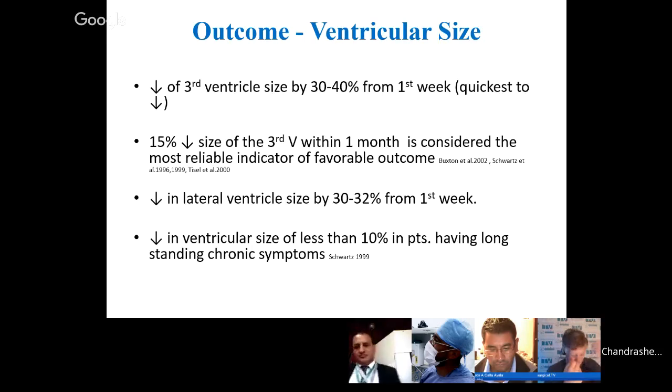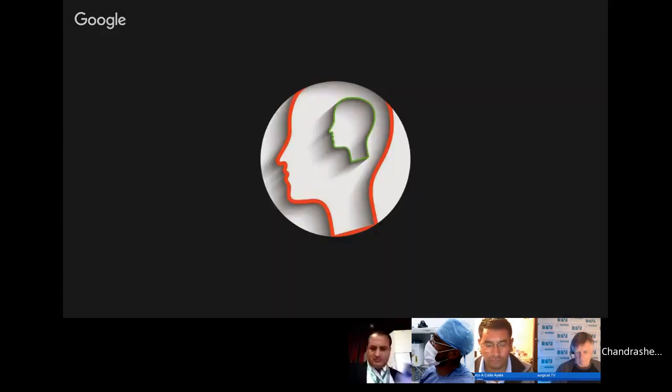Third ventricular size reduces 30 to 40% after the first week. The lateral ventricles reduce much less and take much longer. And in some patients, you may not see a substantial reduction in the ventricular size. Typically, what you want to see is that the bowing of the corpus callosum has become less and the ventricular size has reduced. You can see the stoma being open, and you can see that these sulci, which were full earlier, have now become much more prominent.